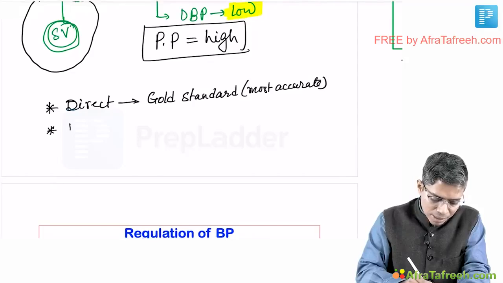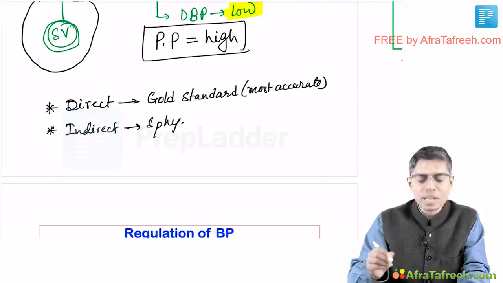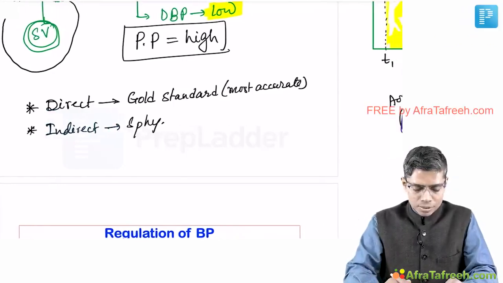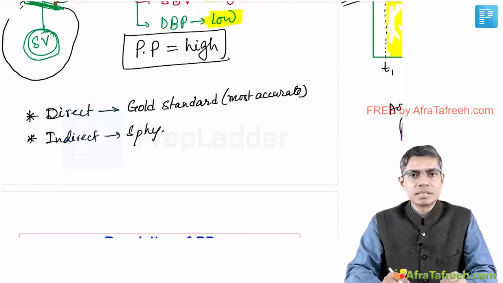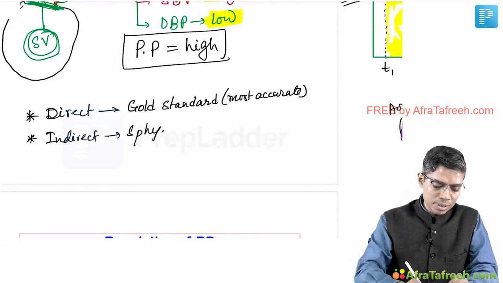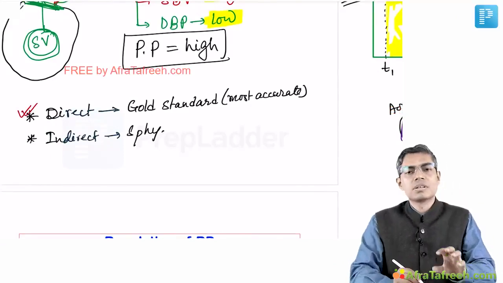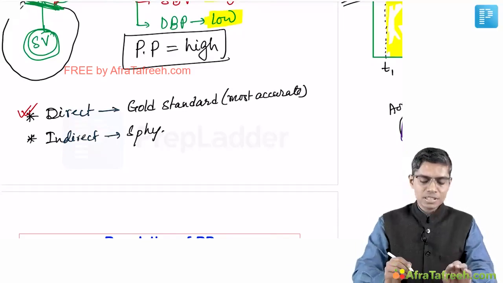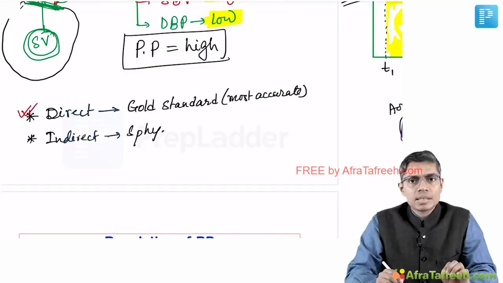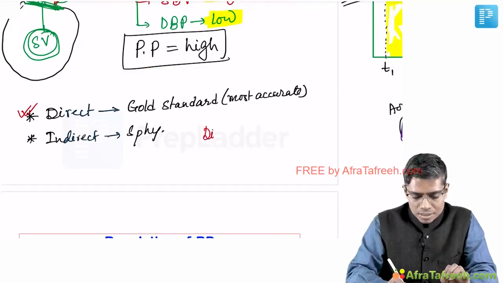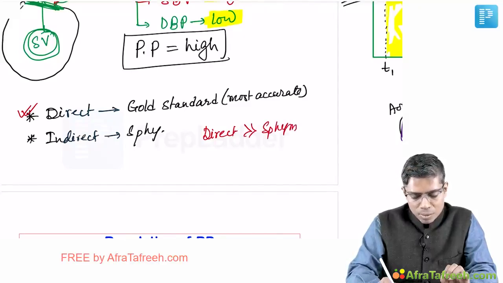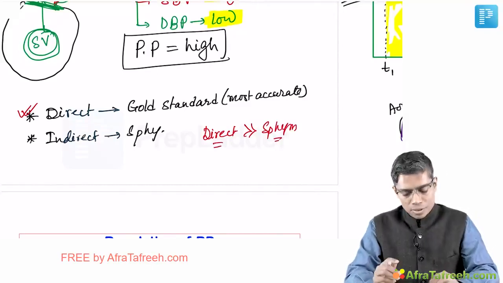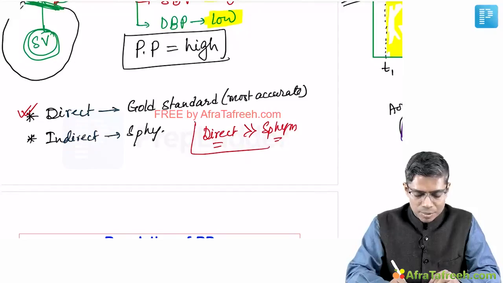But we use the indirect method, and the indirect method is nothing but the sphygmomanometer principle. Now there is a controversial question: does the sphygmomanometer measure higher or lower? Always remember, this intra-arterial blood pressure is always higher than that of the sphygmomanometer measurement, right? So please remember that this direct measurement of blood pressure is always higher than that of the sphygmomanometer measurement, right? Okay, so this you have to remember. This is a controversial MCQ, remember this.